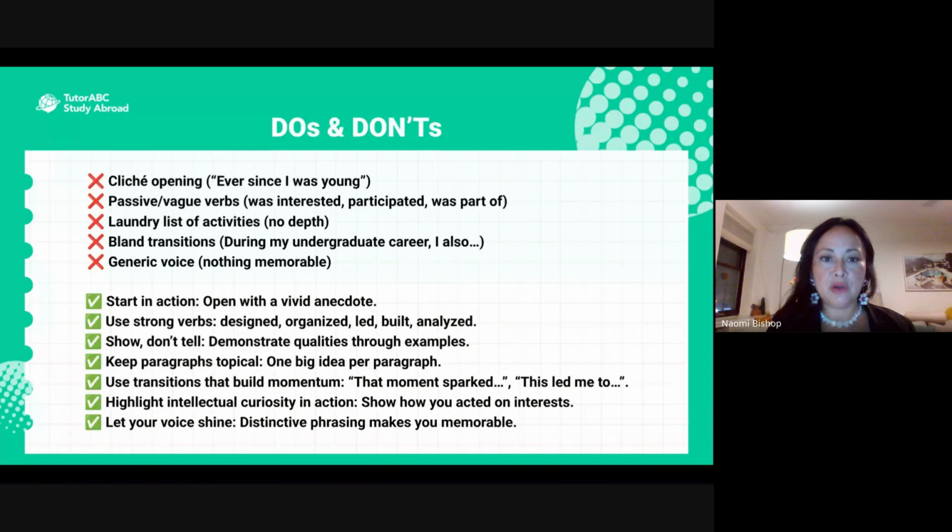And the transitions were not good. I also, not very artful. And the voice was generic. There's nothing memorable about it, like I said.